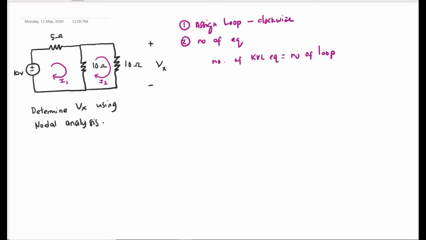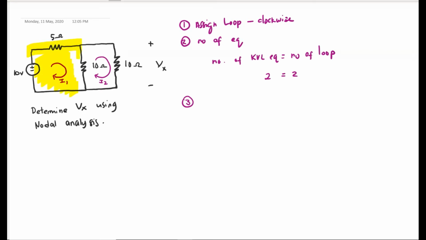So it seems that the number of loops is 2. So it means that the number of equations will be 2. So number of equations is 2. As for the third step, apply KVL for each mesh in the circuit. So from the circuit, you are trying to write down the KVL equation for the first mesh or for the first loop.